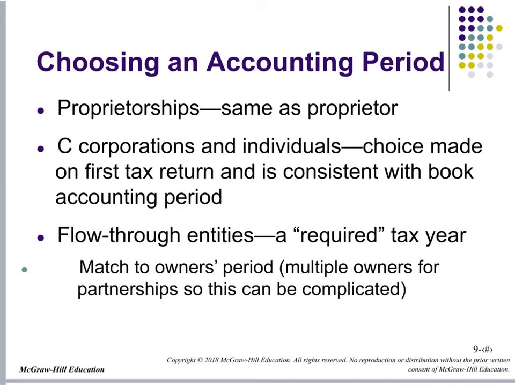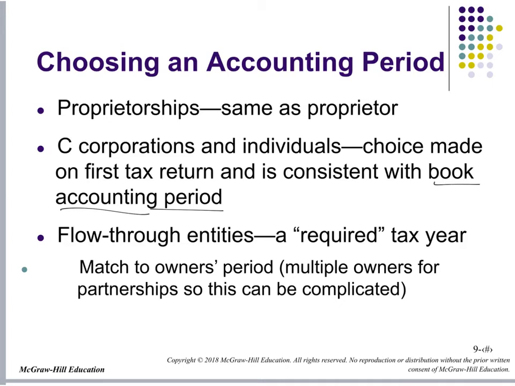So proprietorships have the same accounting period as a proprietor. So that would be a calendar year end. C corporations and individuals, the choice is made on the first tax return and has to be consistent with their book accounting period. So that obviously is for C corporations. Flow-through entities have a required tax year and they have to match the owner's tax year.